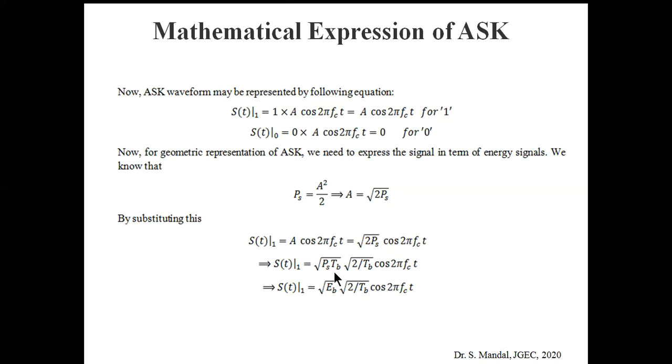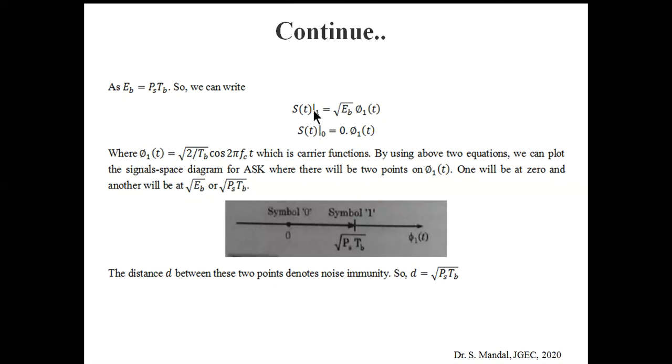Now this equation is in the form of power, but we want it in terms of energy. We know the relationship between energy and power is Eb equals Ps into Tb. So we just divide the whole equation by Tb and again multiply it by Tb, so root over Ps Tb into root 2 by Tb. We just rewrite the equation like this. As Eb equals Ps Tb, the modified equation will look like this: s1(t) equals root over Eb into root 2 by Tb cos 2 pi fct.